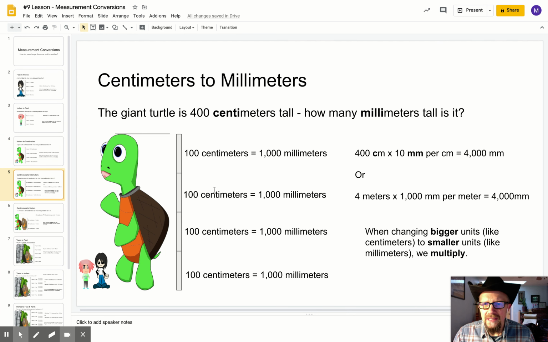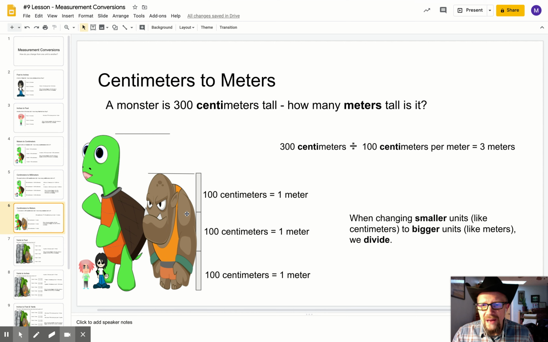All right. So if we know that it's 400 centimeters tall, how many millimeters tall is it? Well, there's 1,000 millimeters in 100 centimeters. That's because there's 10 of those little millimeters in every centimeter. So it ends up being 4,000 millimeters tall. That makes it sound even bigger than it really is. Scary enough. All right. Again, pause this video. Take a good look.